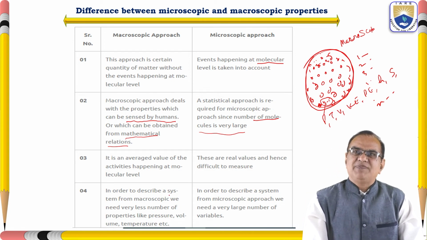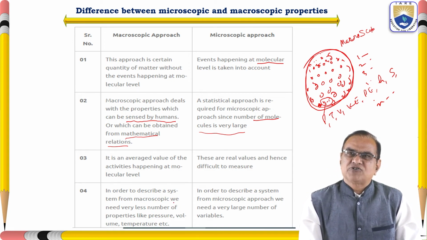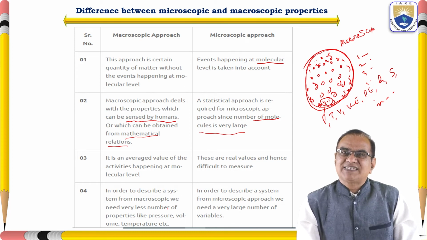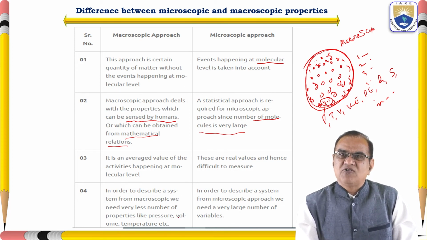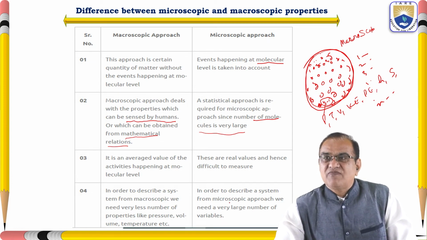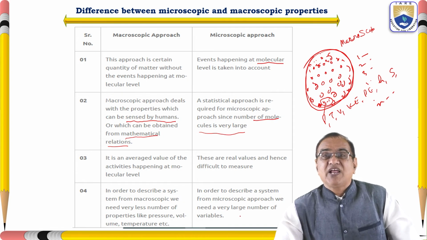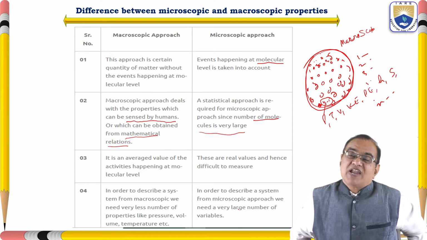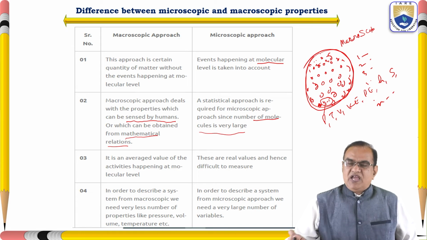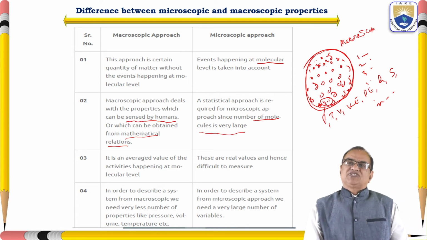In order to describe systems from the macroscopic approach, we need very few properties like pressure, volume, and temperature. But in order to describe a system from the microscopic approach, we need a very large number of variables. A huge number of variables are required, and there are a huge number of particles. So the calculation becomes very hard and very difficult to undertake. So we have to take care of that.